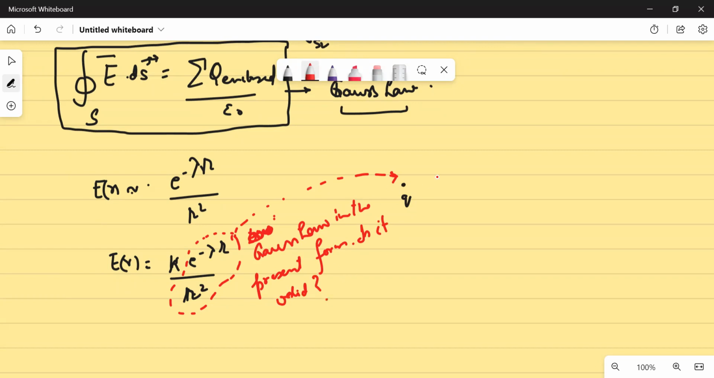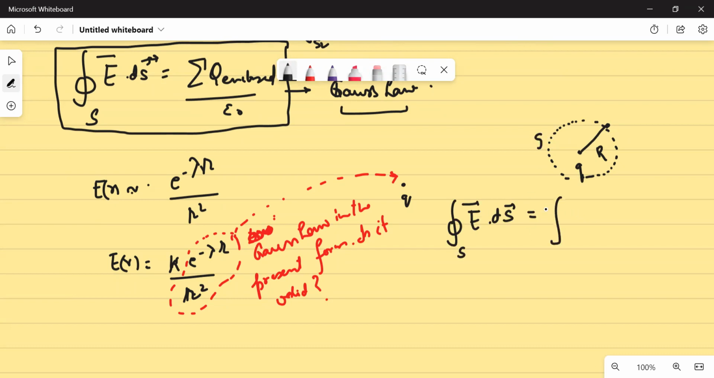For example, if I have this charge Q, and I want to find the net flux enclosed, let us draw a sphere of radius, let's say capital R. What is the flux linked through this surface? The flux will be the integral of E dot ds over this surface S, which will be equal to the integral, forgetting this constant and writing it outside, of e to the power minus lambda r upon r square, and then r square sine theta d theta d phi. If you integrate this, you will get 4 pi k, times the exponential factor. Keep it as a constant, I'm not much concerned.